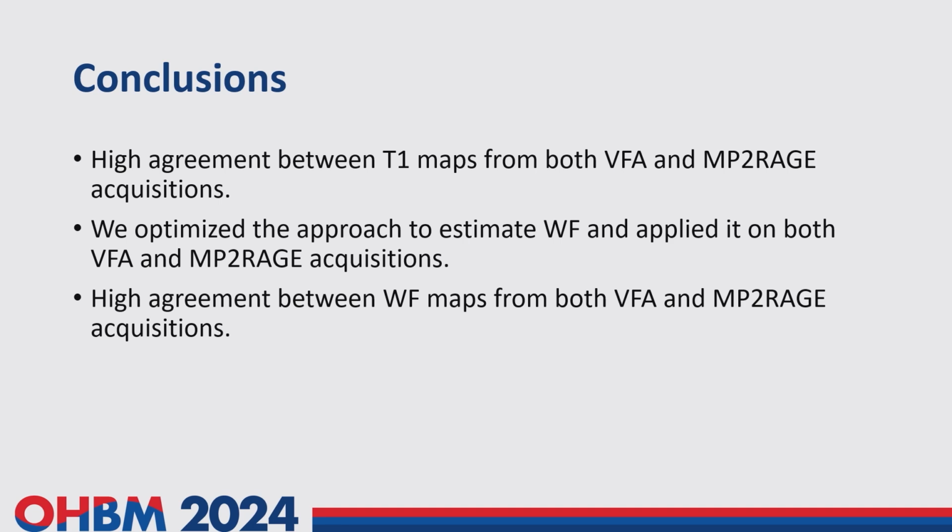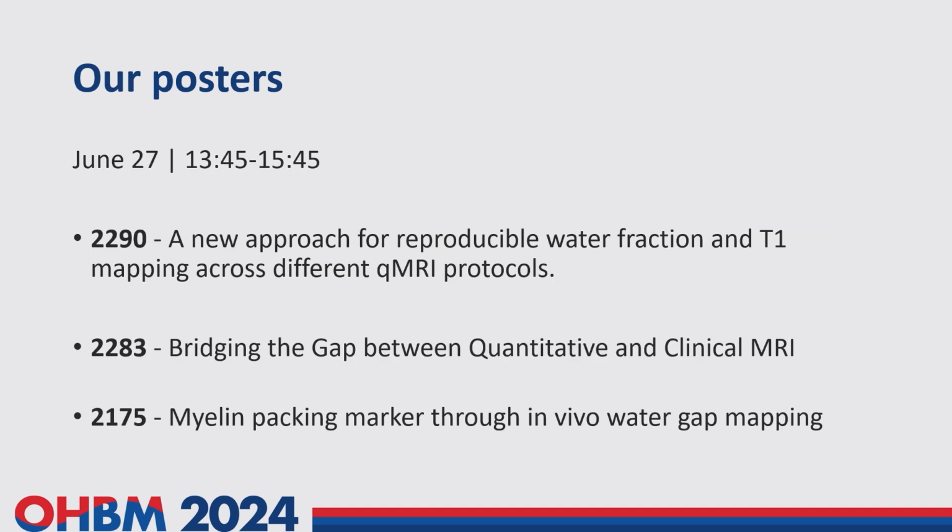So to summarize, we saw that T1 mapping is highly reliable using these 2 different quantitative methods and can be comparable. We then looked at water fraction mapping, and we saw that we can estimate it with both variable flip angle and MP2RAGE. And we saw they agree very well as well. And with that, if you want to hear more, you're welcome to come to the poster.